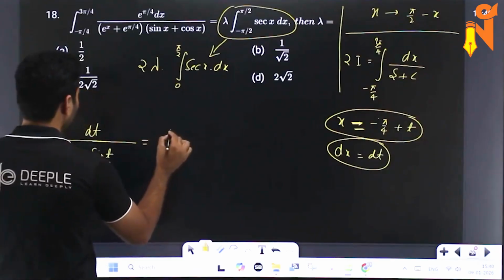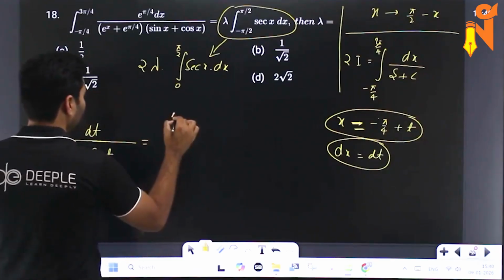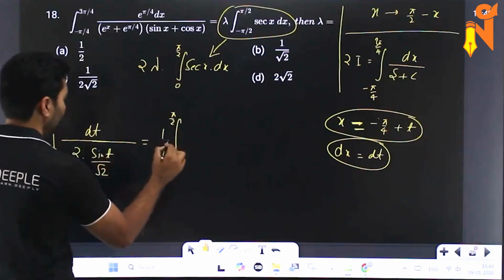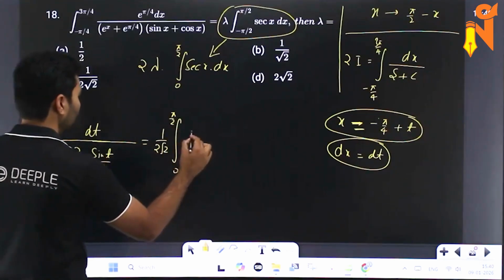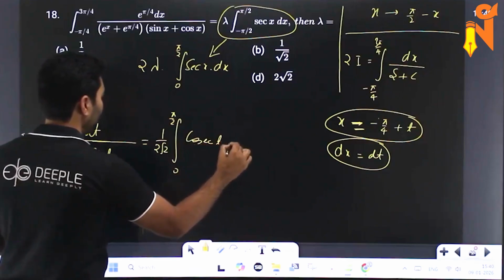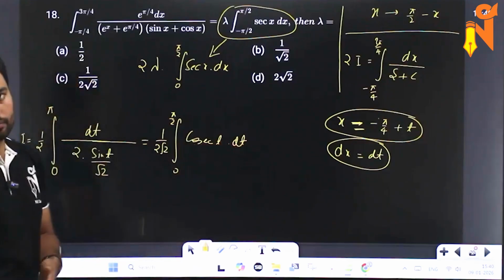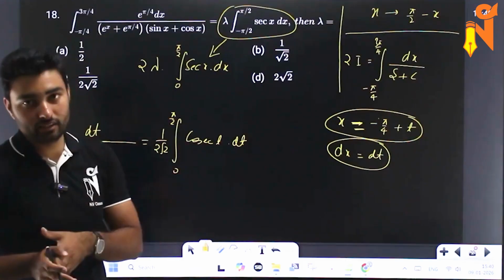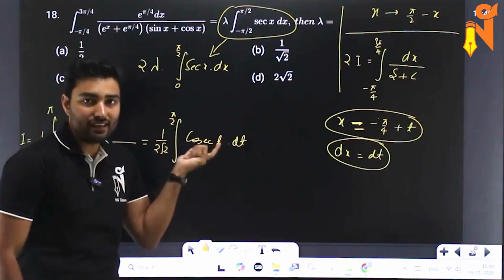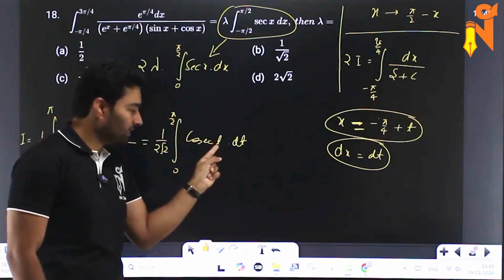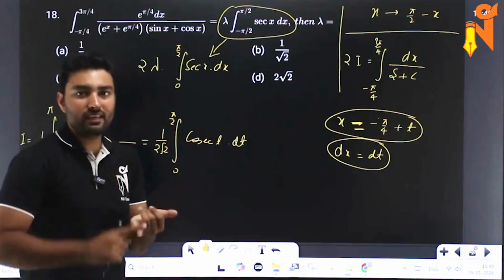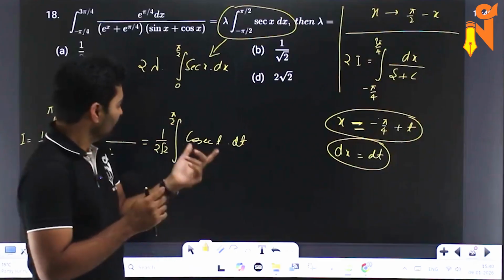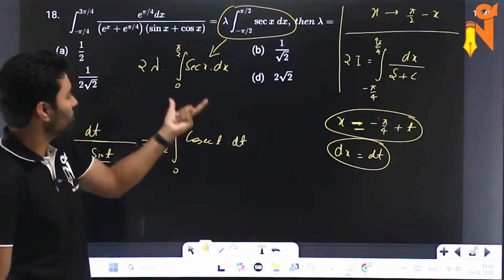Please check again. So this is from 0 to pi by 2. Half is already here. So 2 root 2, right? 1 by 2 root 2 into cosec t dt. Now, if you know the basic fundamentals of definite integration, this is actually area. This t is a variable here. It is t or p, whatever, x, y, z, anything. Is this exactly the same expression or not?